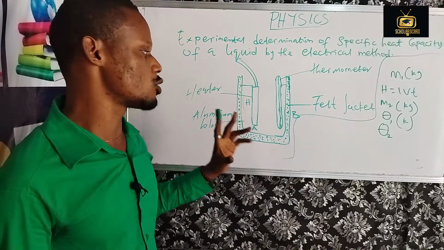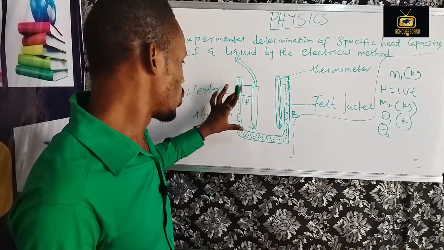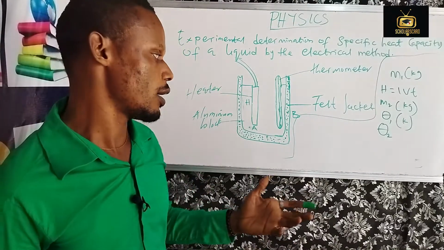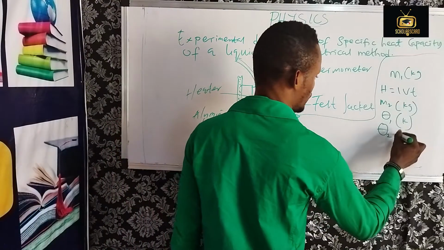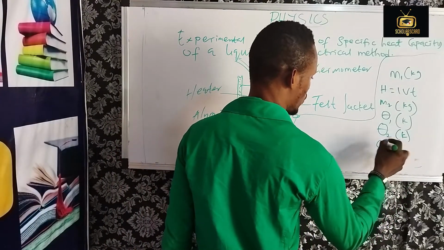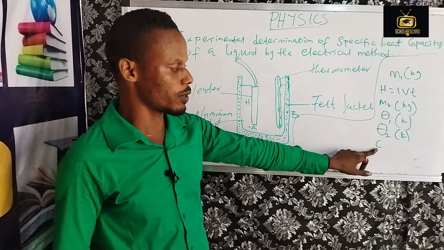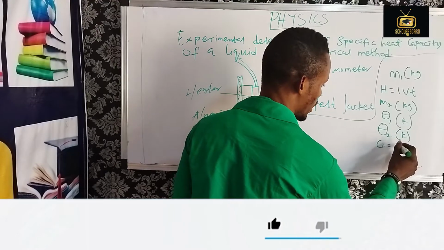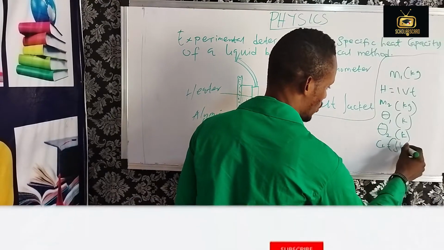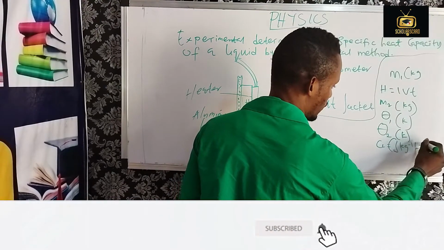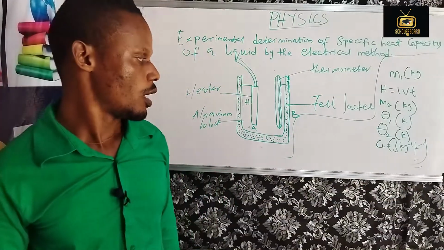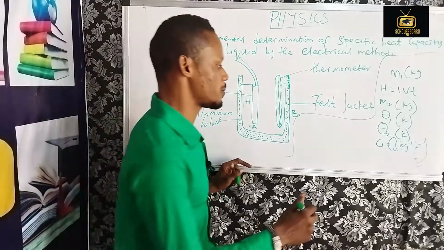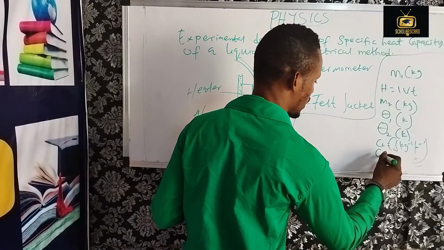Yeah, we have two substances here. The unknown liquid, that is the specific capacity of the liquid. Let's assume this is water. So we have the specific capacity of the liquid here. Let me use L to indicate the specific capacity of the liquid, in joules per kilogram per Kelvin. Are you getting it? Now also the specific capacity of the aluminum bowl.